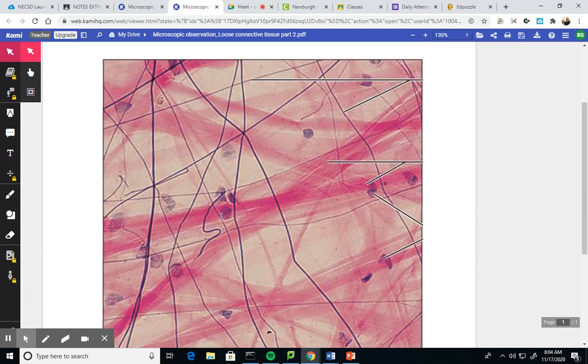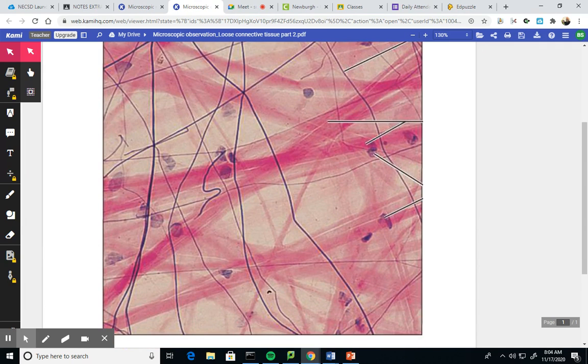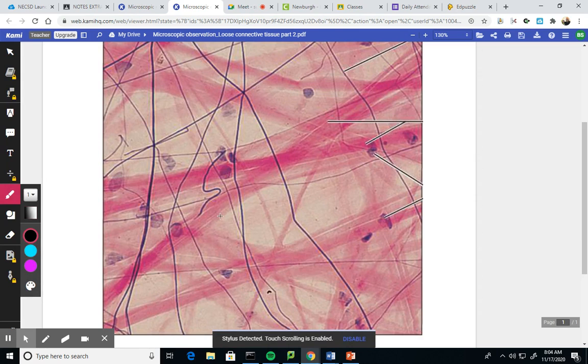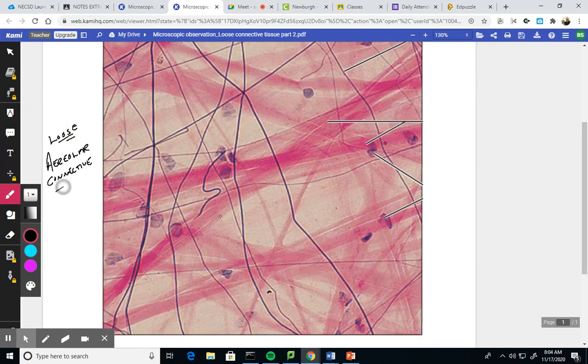All right, so this is what we're looking at here. This is loose connective tissue. It's also known as areolar connective tissue, or loose. And this is a big giveaway right here. All this open space, right? See all this white? That's open space. Most of our tissues are not put together that loosely. They're more compact and dense.